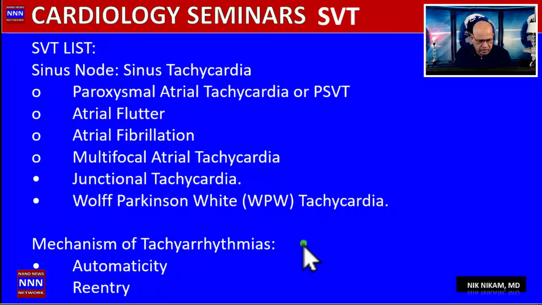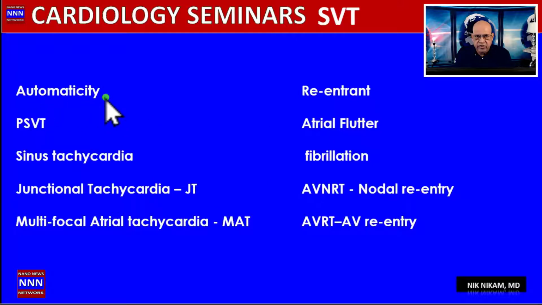Too many terminologies. The mechanism of arrhythmias could be related to automaticity, like in patients with paroxysmal atrial tachycardia, multifocal atrial tachycardia or junctional tachycardia, whereas re-entry, that is going in a circuit, is usually seen in patients with atrial flutter, where the circuit can be within the atrial wall, or it could be in the AV junction for paroxysmal supraventricular tachycardia or junctional tachycardia. I mentioned automaticity, which is seen with PSVT, sinus tachycardia, junctional tachycardia, multifocal atrial tachycardia. The reentrant ones are atrial flutter, atrial fibrillation, AV nodal re-entry, and atrioventricular re-entry.